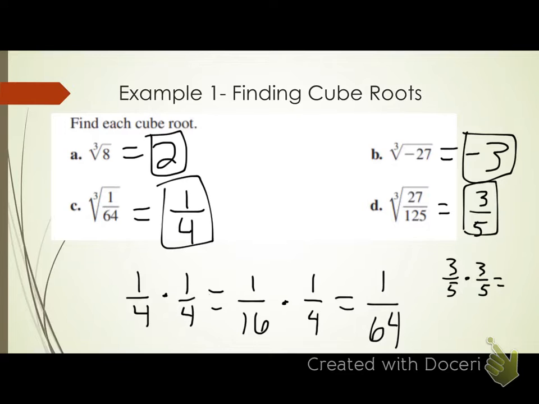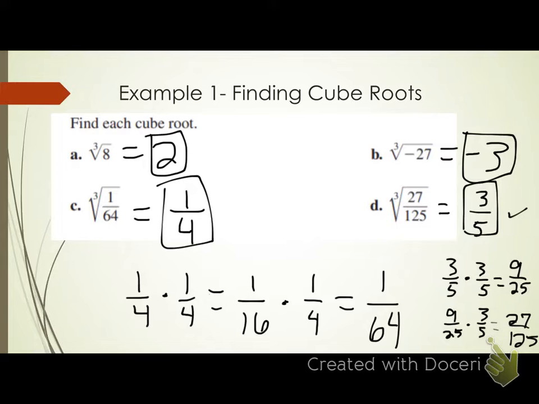3 times 3? What is 3 times 3? 9. There we go. Thank you. 5 times 5? 25. And then multiplying that by 3/5 again. We said 9 times 3 was 27. 25 times 5? 125. So I know 3/5 checks out.